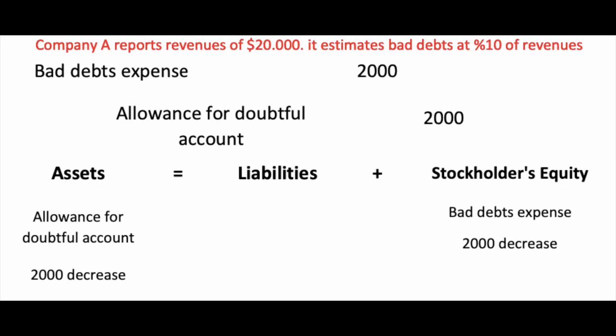Company A reports revenues of $20,000. It estimates bad debts at 10% of revenues. An accounting transaction is made to debit bad debts expense for $2,000, and credit allowance for doubtful accounts for $2,000. Assets decrease by $2,000, and stockholders' equity is decreased by the $2,000.